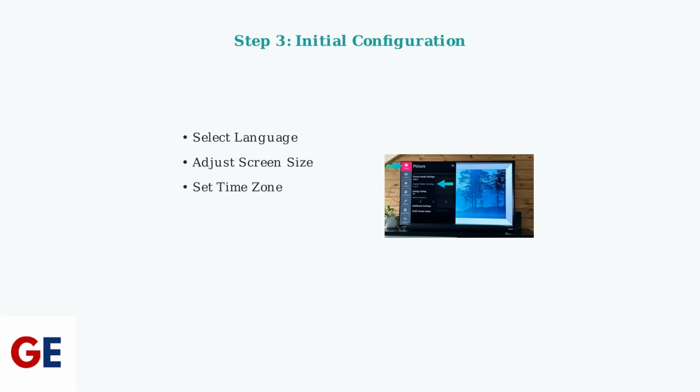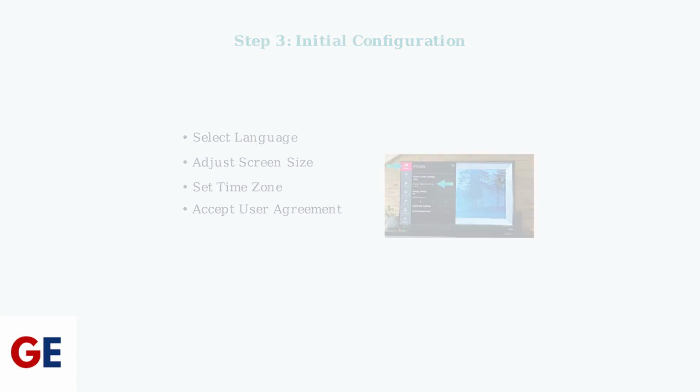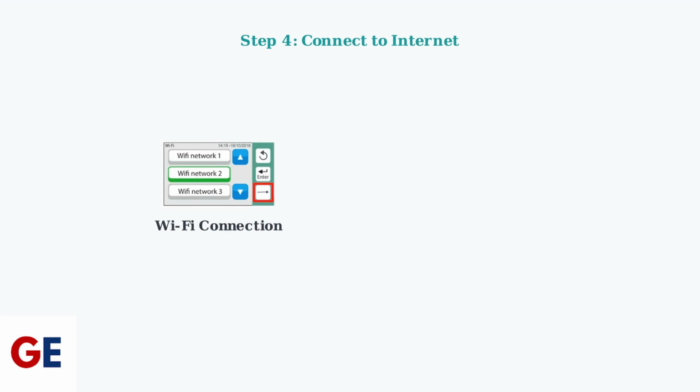Set your time zone, which can be configured to update automatically, and accept the user agreement to proceed with the setup. The final step is connecting to the internet. You can choose between Wi-Fi for wireless connectivity or use an Ethernet cable for a more stable wired connection.